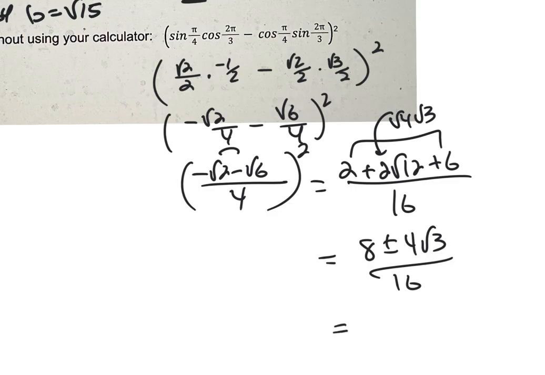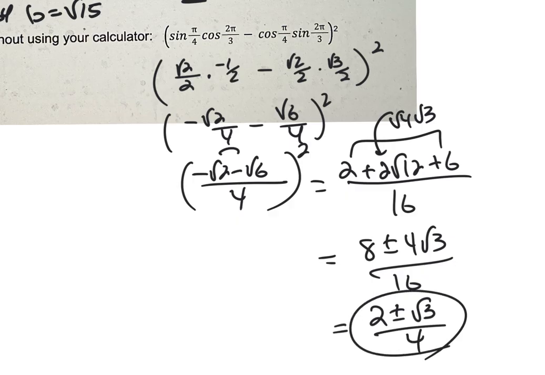And because all those numbers are multiples of 4, I'm going to take a 4 out of the 8, a 4 out of the 4, and a 4 out of the 16. And there you have it. Even if you used your calculator, you couldn't get that answer because this is the exact answer. You got to have that square root of 3 in there.